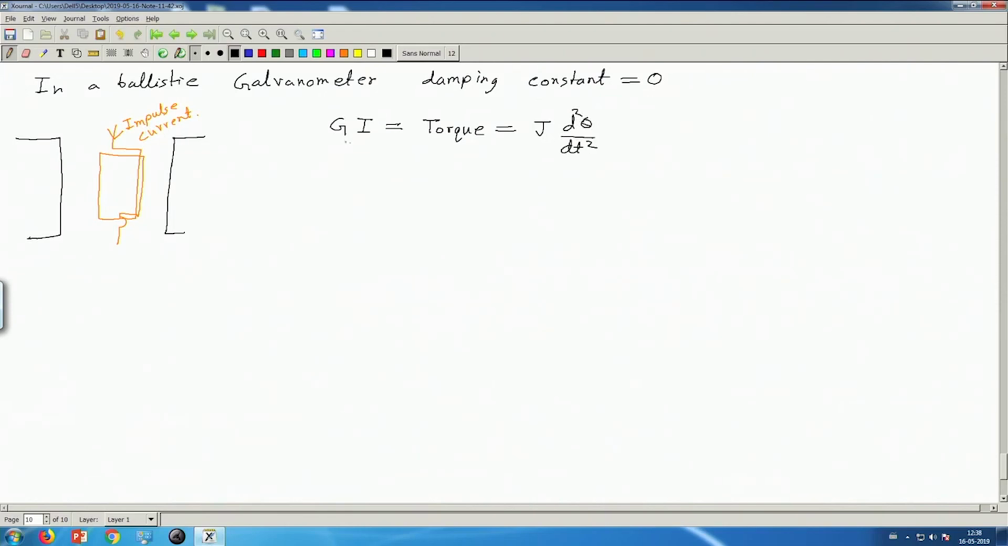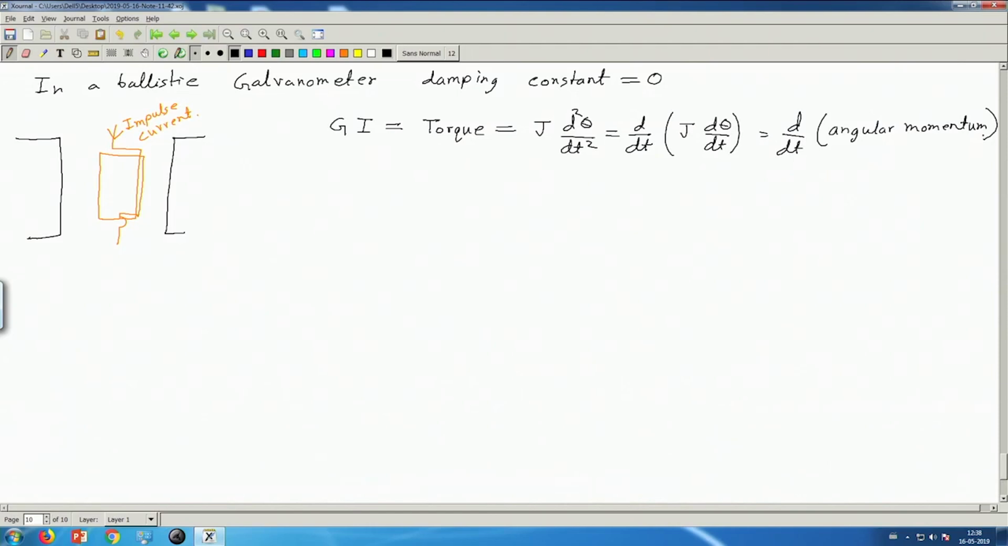Okay. So, this is the rate of change of the angular momentum. Okay. So, this is d/dt of the angular momentum, which is given by J dθ/dt. This is nothing but d/dt of the angular momentum. Rate of change of momentum is force and rate of change of angular momentum is torque.